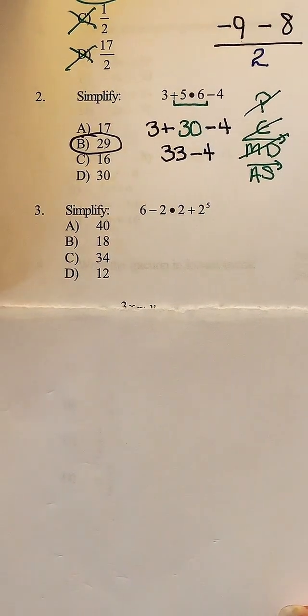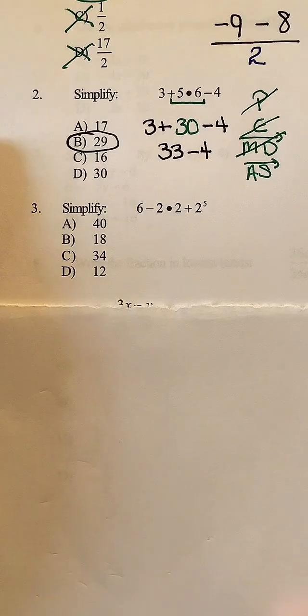Okay, we should kind of know that it's not going to be A or C, because if I'm multiplying 5 and 6, I'm going to have 30. I'm not going to be quite at the 30, and I'm definitely not going to have D because I have that 3 and that minus 4 there.